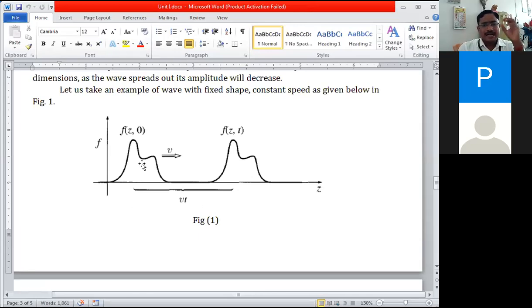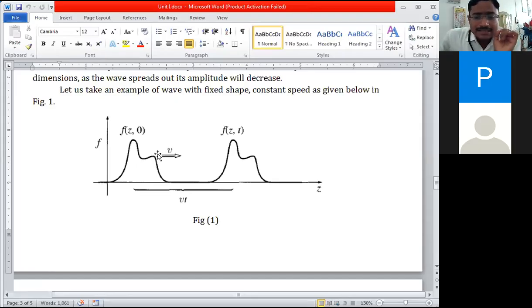So let us take an example of a wave with fixed shape and constant speed as shown in figure 1. Now this is the position of the wave at time t equal to 0. This is basically f(z,t). Now z is nothing but the position, along the z axis, and t is the time at which you make the measurement. So z is the position coordinate, and then we have a time t because we make some measurement after some time t.